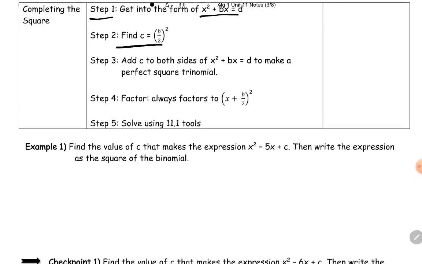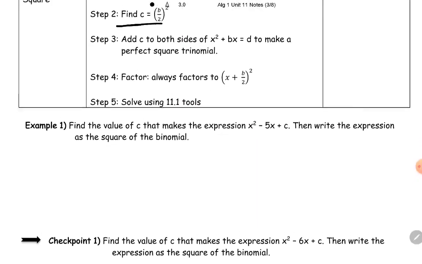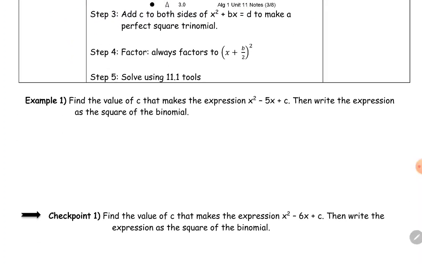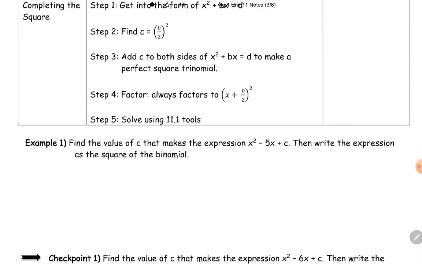So here, let's do it through a couple examples. Find a value that makes the expression x squared minus 5x plus c, and then write the expression as a square of the binomial. So they want us to start at step 2 right now.